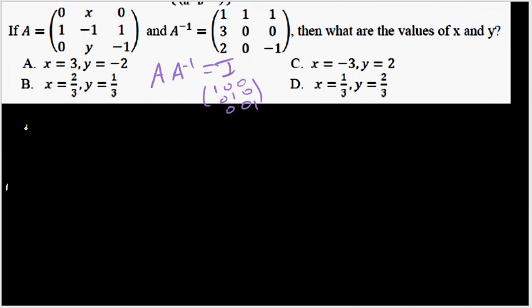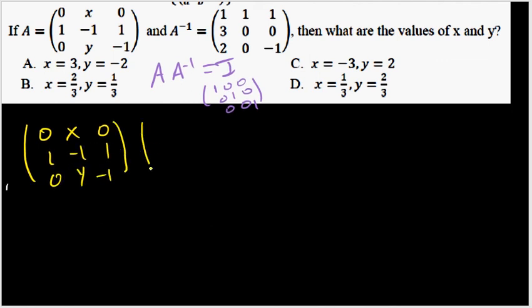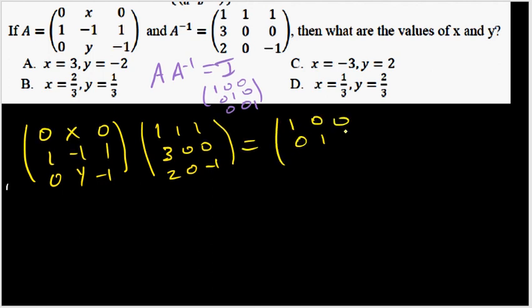The A is given: 0, x, 0; 1, negative 1, 1; 0, y, negative 1, which will be multiplied with 1, 1, 1; 3, 0, 0; 2, 0, negative 1. This is equal to the product. It has to be the identity, 1 0 0, 0 1 0, and 0 0 1. Since they are inverse of each other, the product has to be identity.